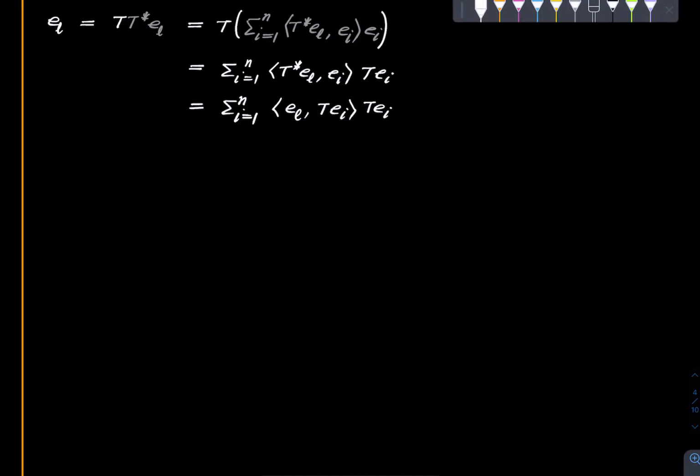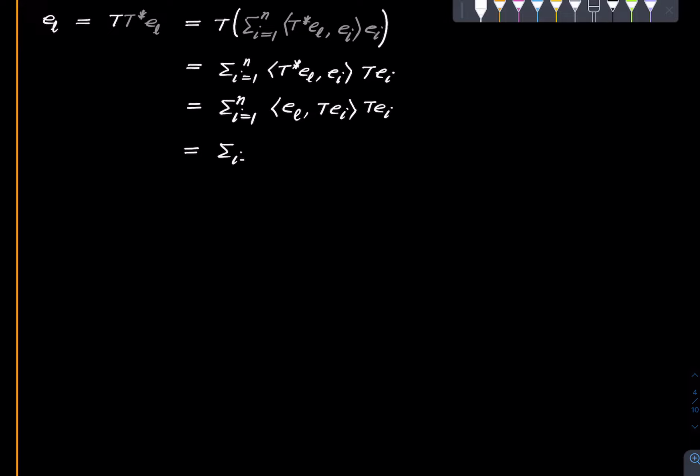By definition of the adjoint, which is by definition of T. And in fact, this is also Fi. So we have just used the fact that TEI is Fi. Okay. And therefore, now we can dot both sides by Ek.